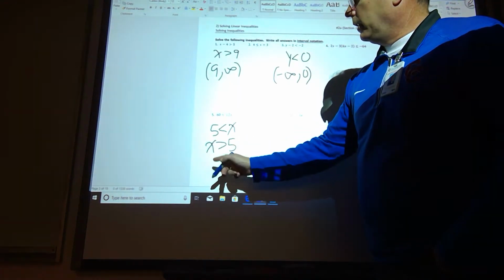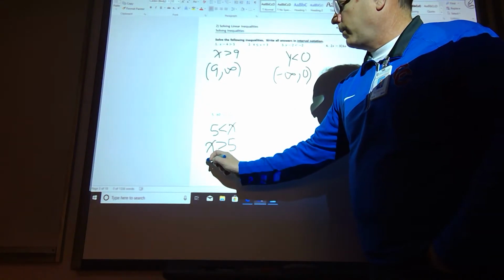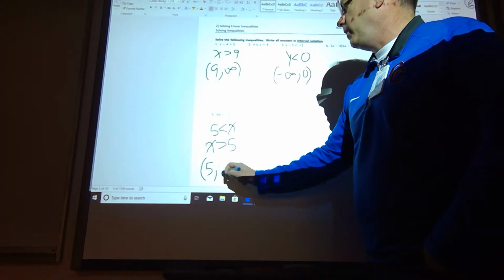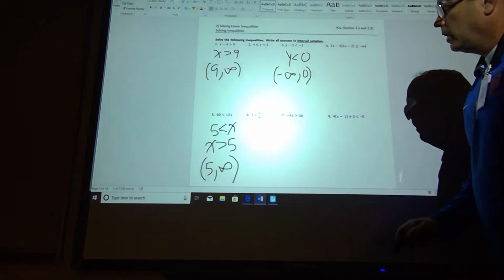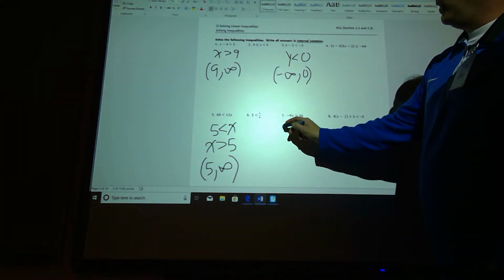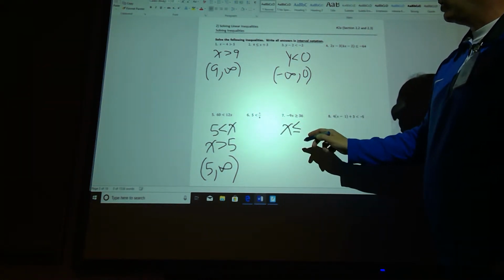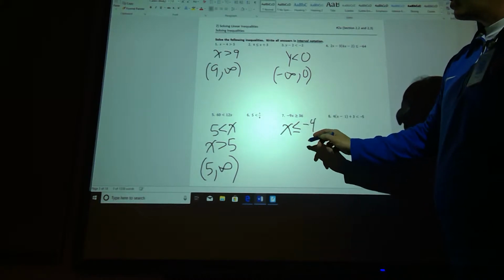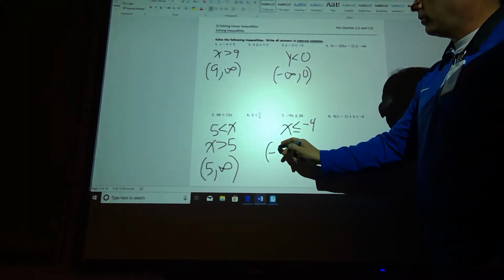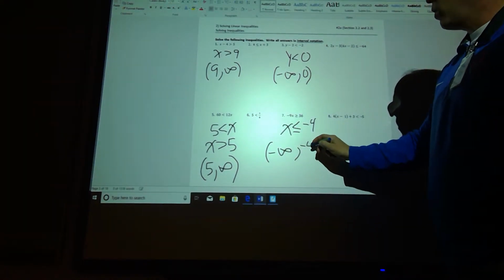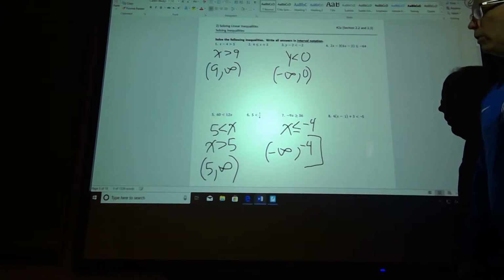So when we look at this, we could say, okay, this is going to go from 5, rounded bracket, to infinity. That's our interval notation. Number 7, I'm dividing by a negative 9. Remember, if I divide by a negative, the sign itself flips over, so I get to negative 4. So that's going to negative infinity. So from negative infinity to negative 4, square bracket, because I have an equal sign.